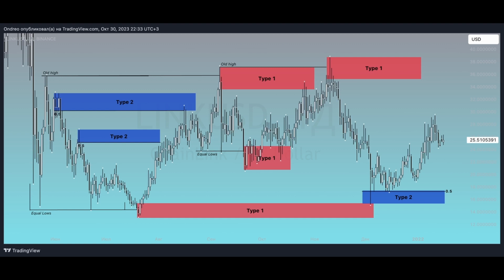Here the price tests the shadow of the first type of candle, after which we see an upward movement of about 40%. Where does the price pivot? Right, in the area of interest, the shadows of candles of the first type. After that, there is a correction of about 20%.